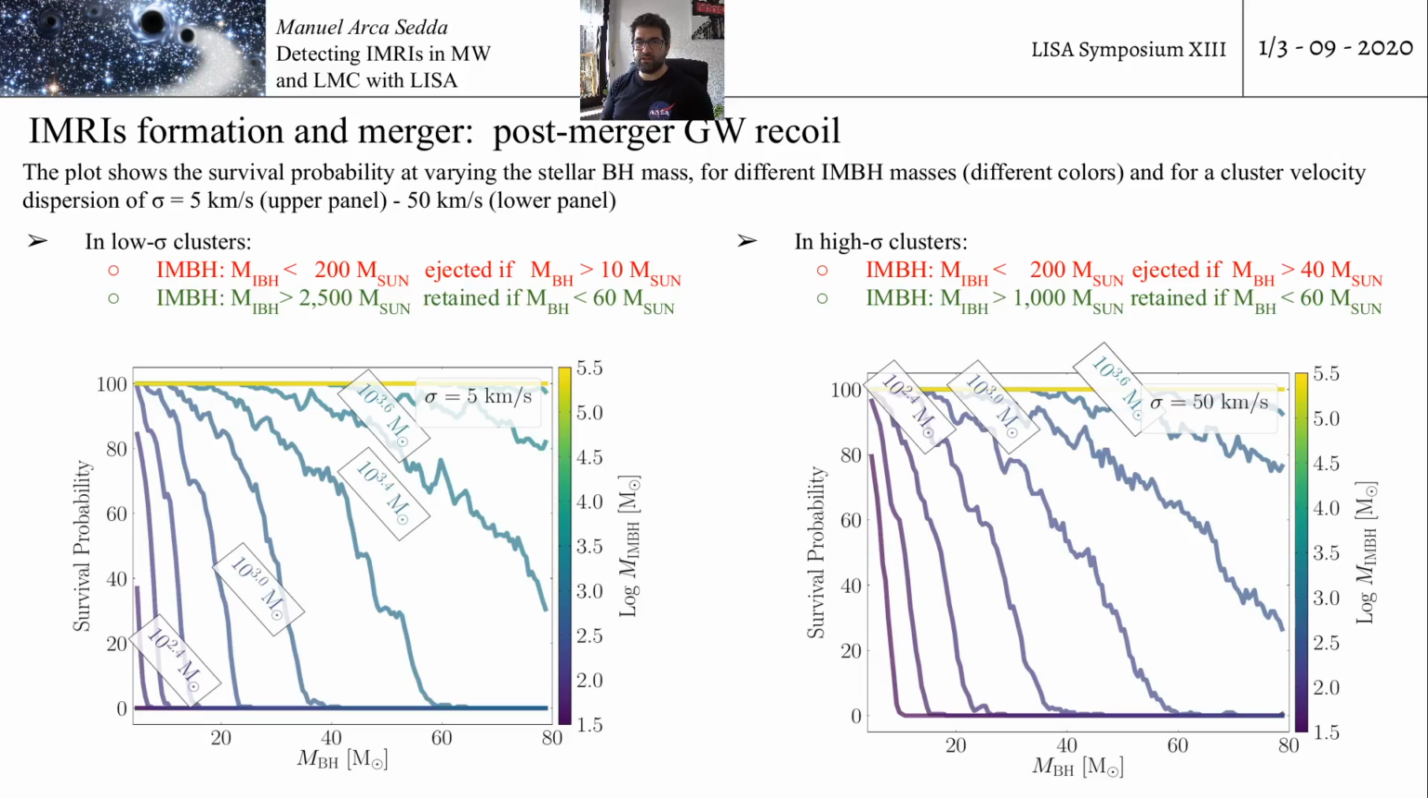And this finding also tells us that if we observe today an IMBH in a star cluster with a mass of 2,000 solar masses, it most likely didn't undergo a major merger with stellar mass black holes during its growth process. So it's something that can be directly connected with the IMBH formation history.